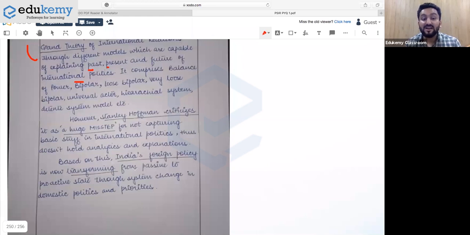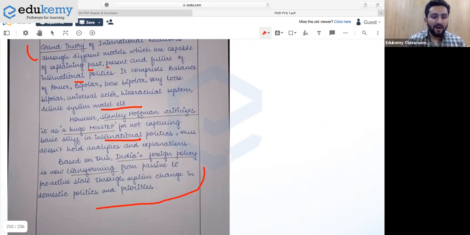However, Stanley Hoffman criticizes it as a huge misstep for not capturing basic stuff in international politics. So you're going to quote Stanley Hoffman, and he said it's a huge misstep. Thus it doesn't hold analytics and explanation. Based on this, India's foreign policy is now transforming from passive to proactive state through system change in domestic politics and priorities. So this particular explanation is well in line.